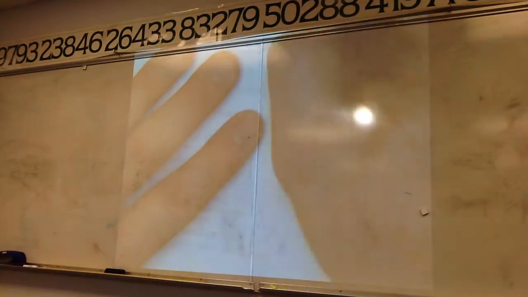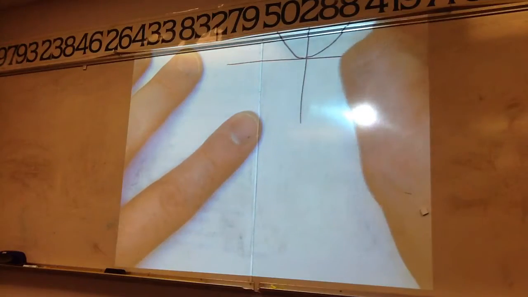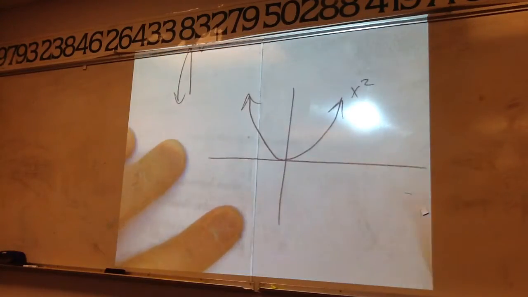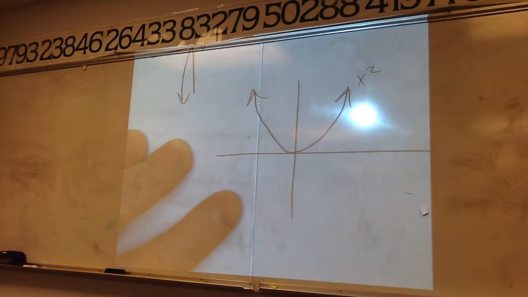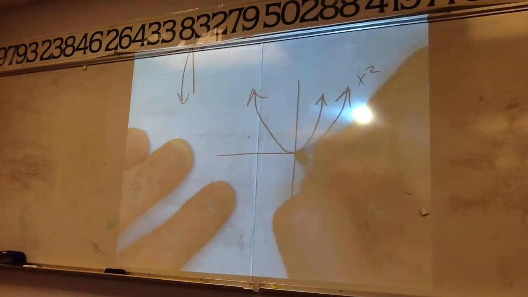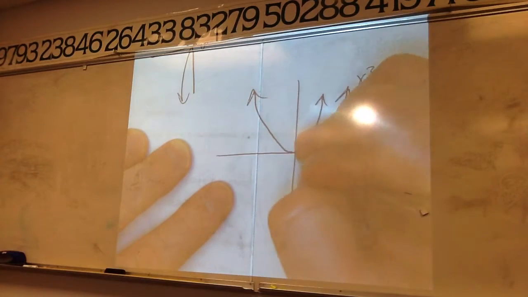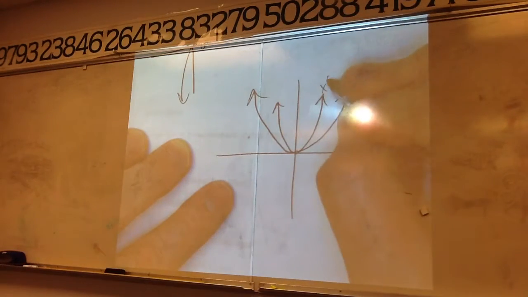If this is x squared, and you do x to the 4th, it's the same idea. It's going to get big fast. It just gets bigger faster. And the negatives, if you do a negative to the 4th power, what happens? It goes positive. It'd be like that. That'd be x to the 4th.